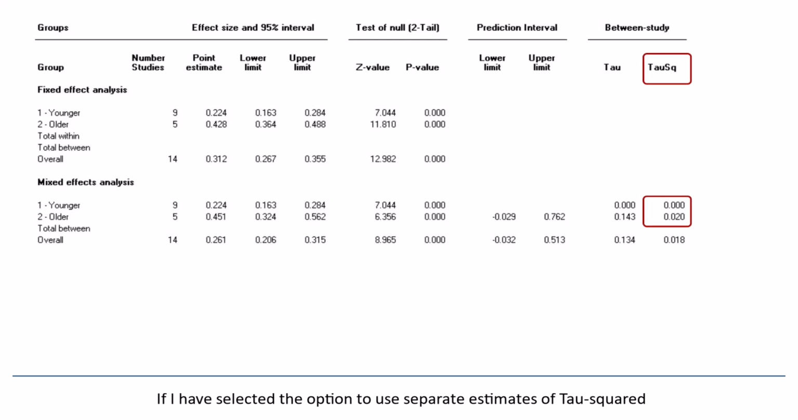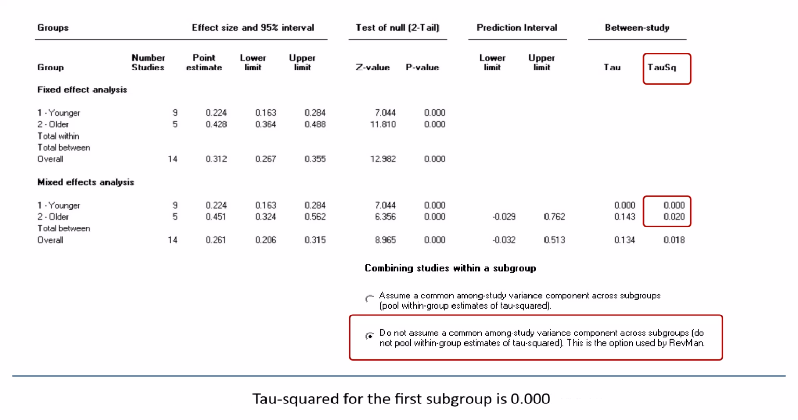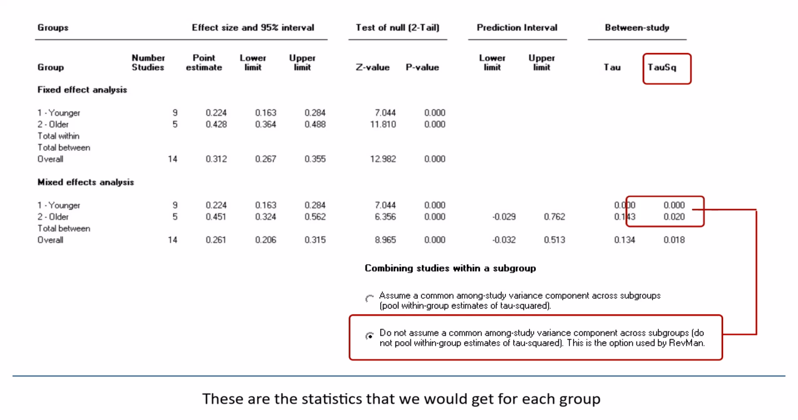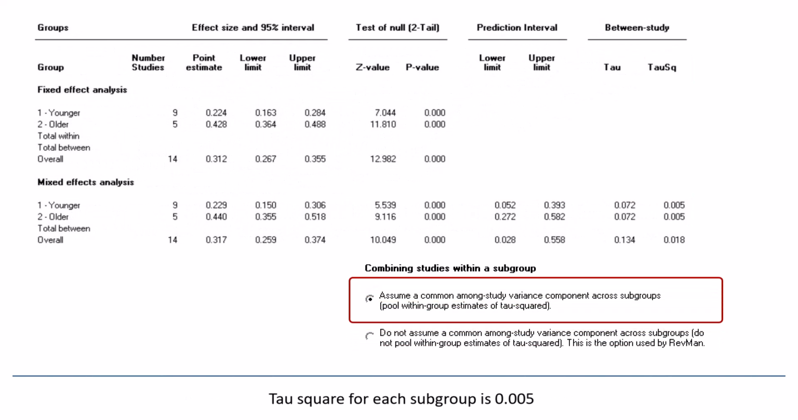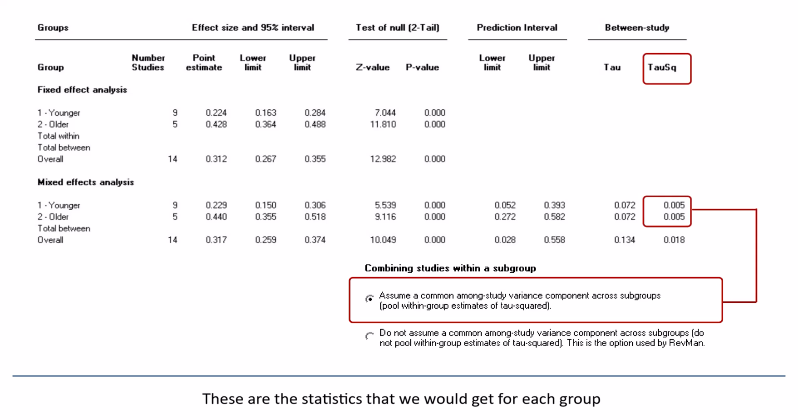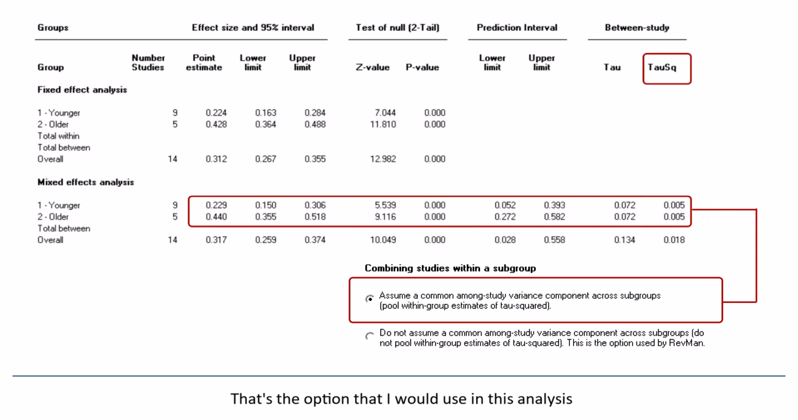If I selected the option to use separate estimates of tau squared, tau squared for the first subgroup is 0.00, and tau squared for the second subgroup is 0.02. And these are the statistics that we would get for each group. On the other hand, if I select the option to pool the estimates, tau squared for each subgroup is 0.005, and these are the statistics that we would get for each group. And that's the option that I would use in this analysis. In this example, the 2 approaches yield similar estimates of the mean, but in many cases, the estimates would differ substantially. So the choice to use one approach or the other can be very important.